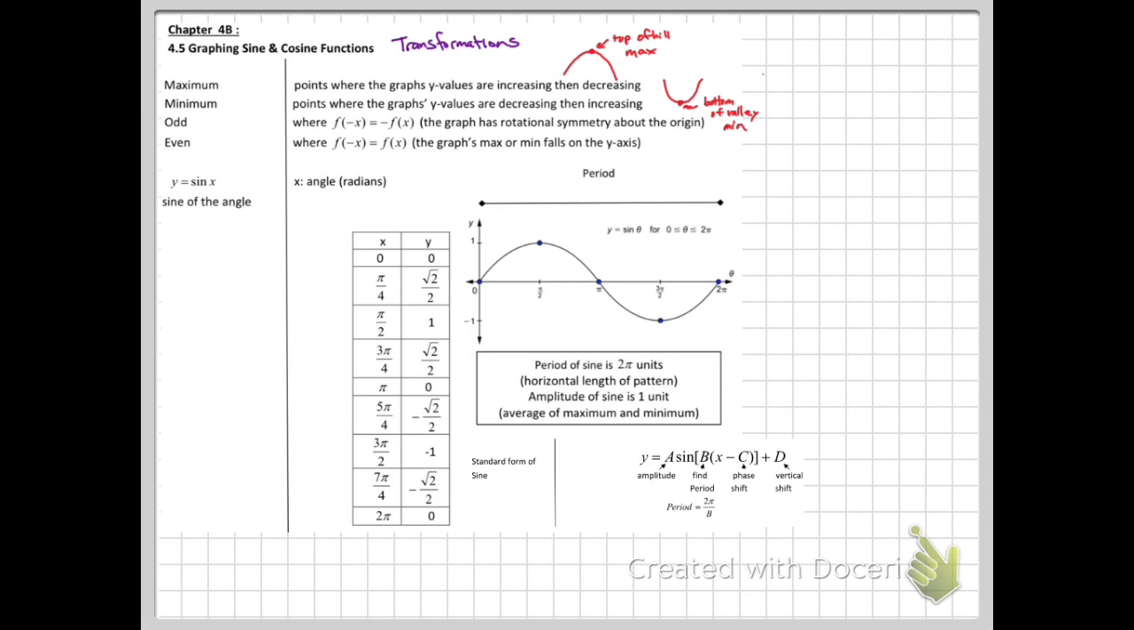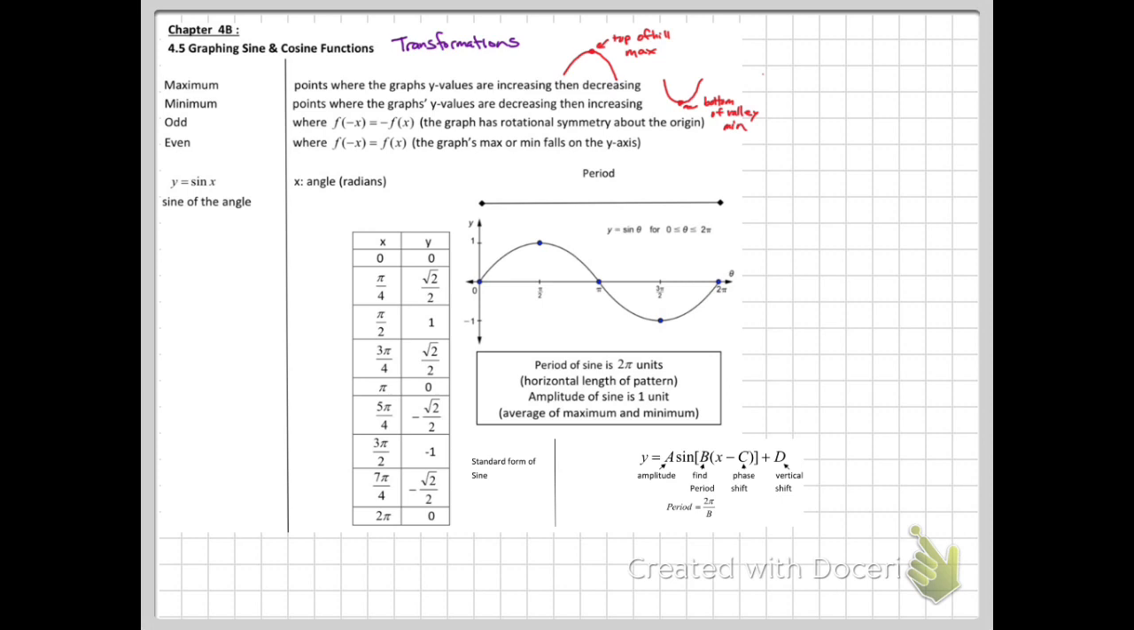So odd is when you can spin your graph upside down. You flip it over 180 degrees, rotate it 180 degrees, and it looks exactly the same. We say that is an odd function. And even is if you can fold it on the y-axis and it lands on top of itself, we say that's even. So we're going to start with the sine function.